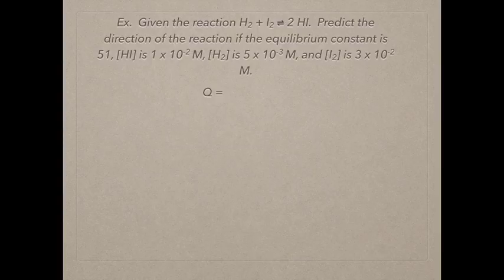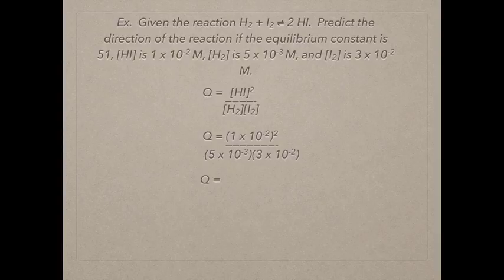I'm going to put the concentration of HI squared on top and divide that by the concentration of H2 times the concentration of I2, just like with your equilibrium expression. Now I'm going to plug in my concentration for HI, which is 1 times 10 to the negative second, and square that value. Then I'm going to divide that by 5 times 10 to the negative third times 3 times 10 to the negative second. When I actually do that, what I get for my reaction quotient is 0.7.